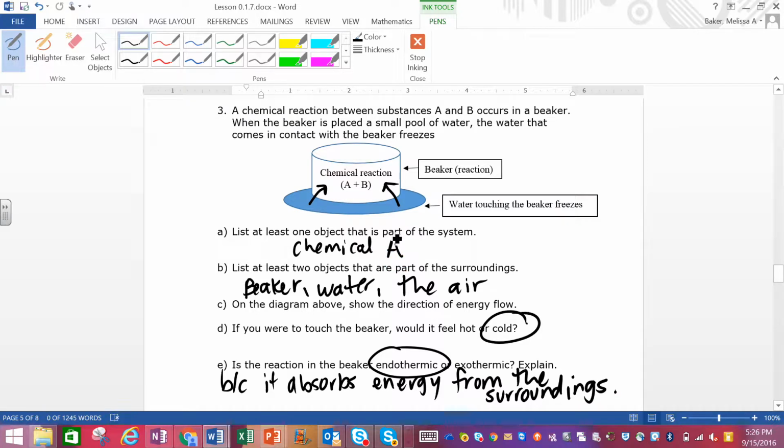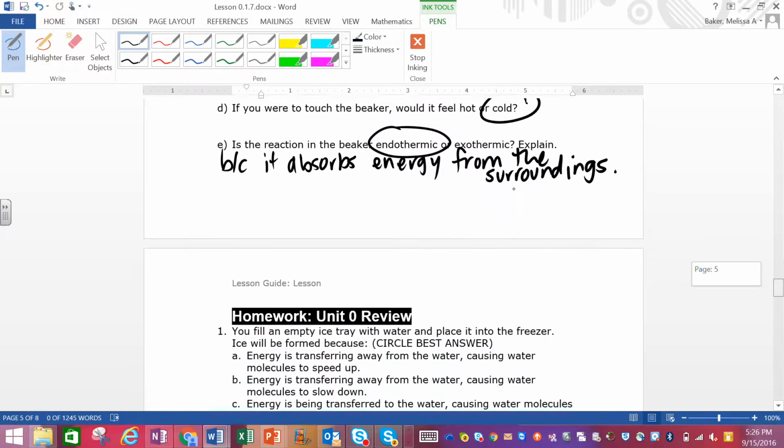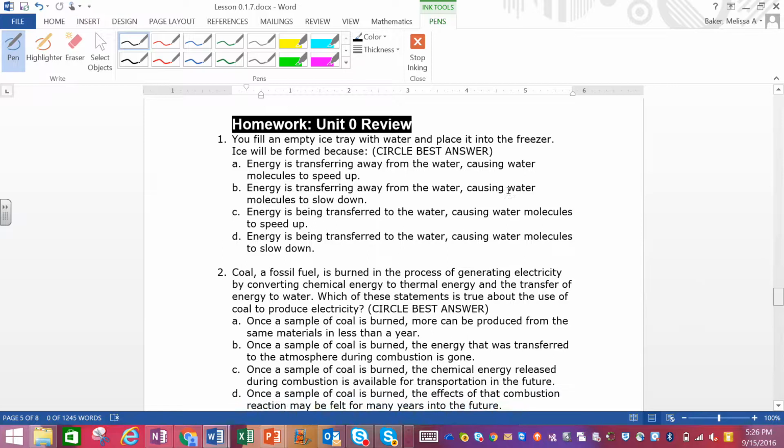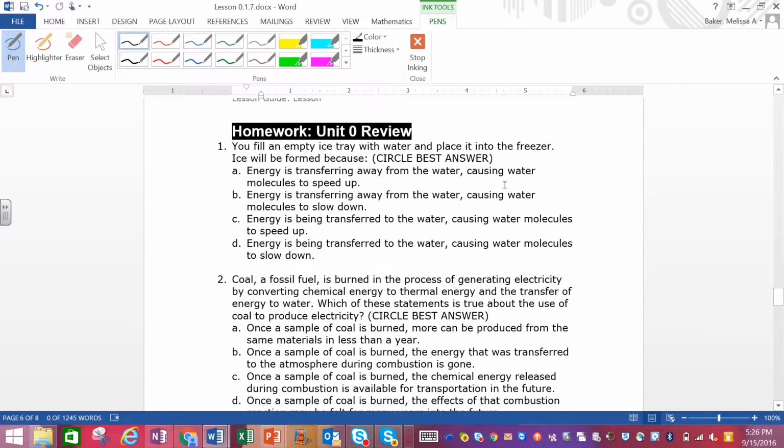All right, and the last part of this lesson is some Unit 0 review. So let's keep going here and get these taken care of too. Number 1, you fill an empty ice tray with water and place it into the freezer. Ice forms because, why?